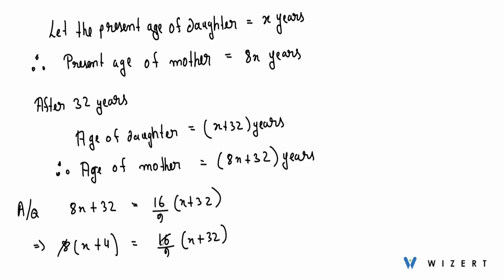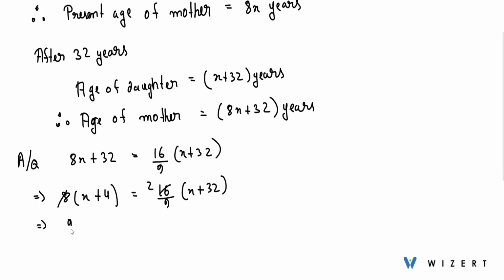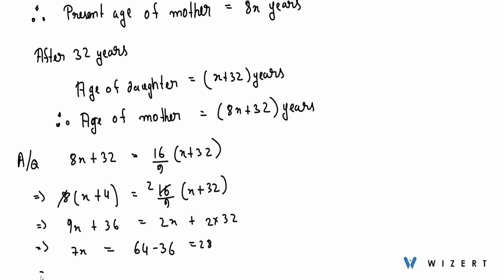8 will cancel out 16 and will produce 2. Multiply 9 to the left hand side, so it will become 9x plus 9 multiplied by 4, which is 36, equals 2x plus 2 multiplied by 32. So 9x minus 2x will become 7x. Shift 36 to the right hand side, so 32 multiplied by 2, which is 64. 64 minus 36 will give us 28. Divide both sides of the equality by 7, so x will be equals 28 upon 7, which is 4.